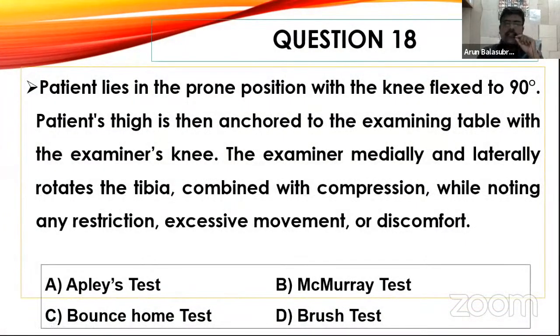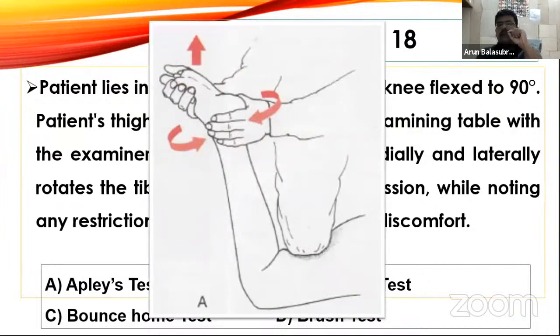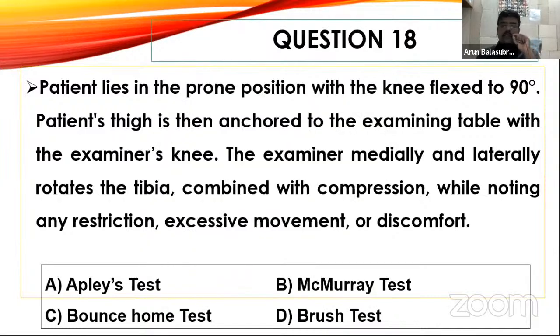Right, we move on to question number 18. The patient lies in a prone position with the knee flexed to 90 degrees. The patient's thigh is well anchored to the examination table with the examiner's knee. The examiner medially and laterally rotates the tibia combined with compression, while noting any restriction or excessive movements. Right? So make the patient lie prone with the knee flexed to 90 degrees and hold it tightly, and the examiner should move the tibia medially and laterally to identify what structures are involved, especially to test the meniscus. So what is the name of this? Is it Apley's test, McMurray's test, bounce home test, or brush test?